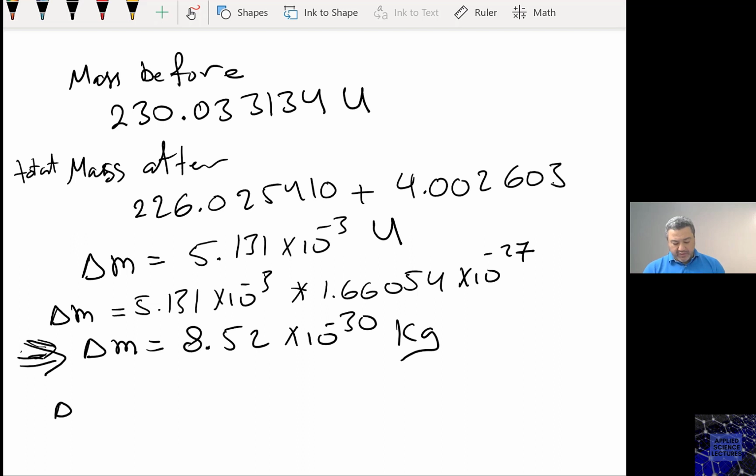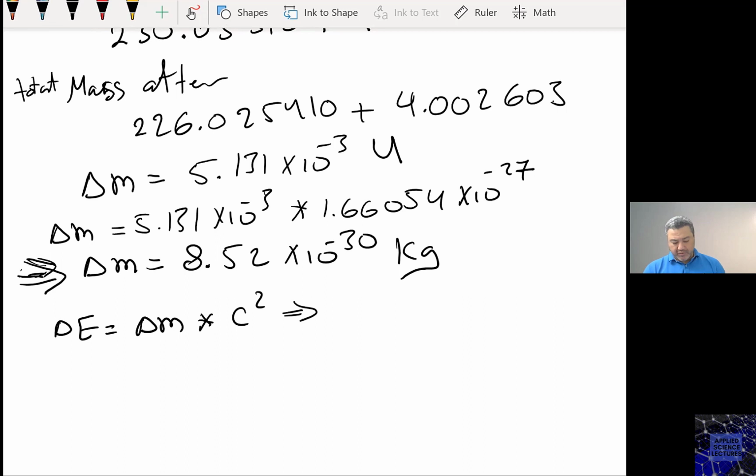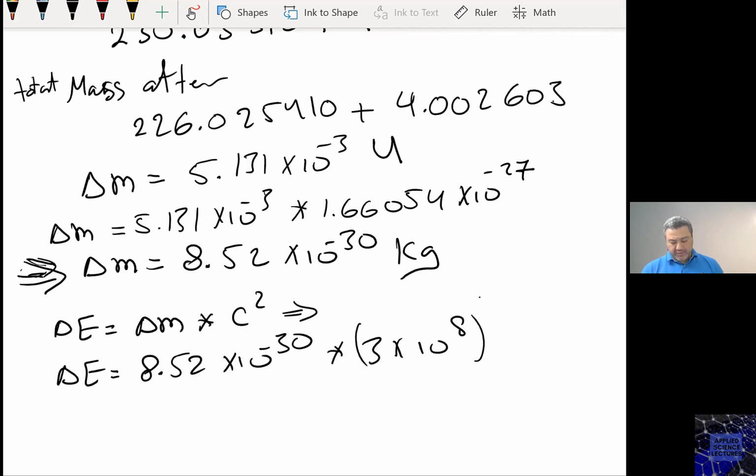Then delta E equals delta M in kilograms times C squared, or delta E equals 8.52 10 to the power minus 30 times 3 10 to the power 8 squared. Delta E equals 7.67 10 to the power minus 13 joules.